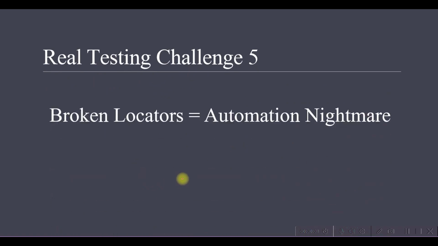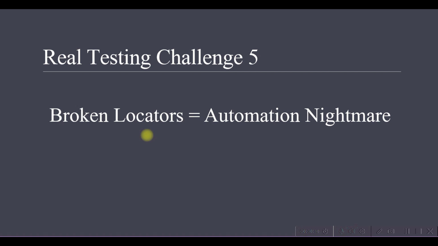Broken locators equal automation nightmare. Why do automation scripts fail frequently? One of the biggest problems in automation testing is unstable locators. In real projects, applications are continuously changing. Developers can modify IDs, classes, DOM structure, and in modern applications, frameworks like React and Angular generate dynamic attributes. Because of that, automation scripts start failing after deployment.